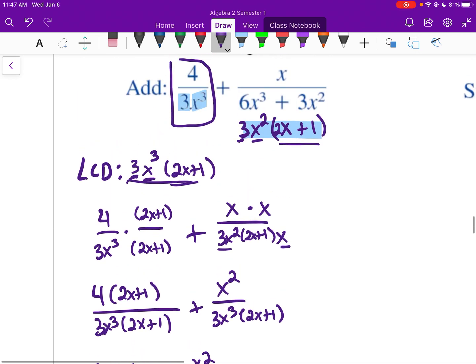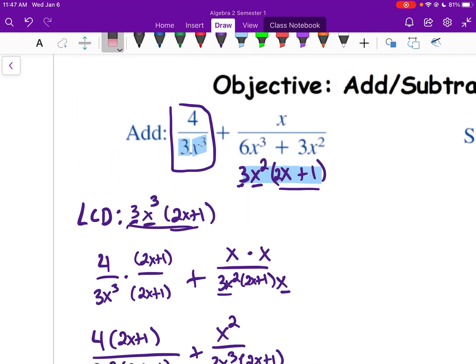So let's just walk through this process real quick again. We started with this, and we noticed that we did not have a common denominator. Therefore, we factored whatever we could in the denominator, so that one factored into 3x squared times 2x plus 1. And again, when you're figuring out that LCD, start with one of the denominators. So we started with that 3x squared times 2x plus 1. So we got that covered. And then when we moved to the 3x cubed, I already had the 3.